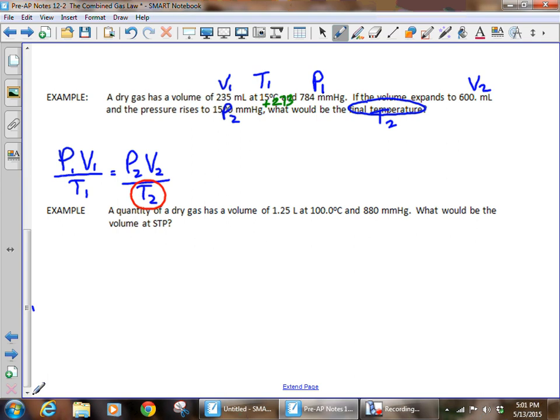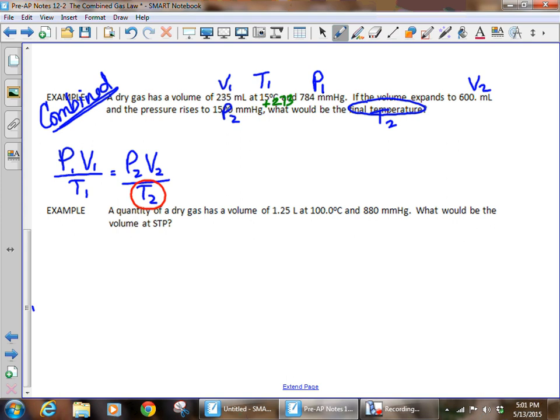Now, what is never mentioned as far as variables? Well, nothing. Everything is mentioned. All the variables have values in this particular problem. So we're actually dealing now with the combined gas law, and that's what you'll write up beside the problem. Instead of Boyle's law, Charles' law, or Gay-Lussac's law, you'll write combined. So we're solving for T2.